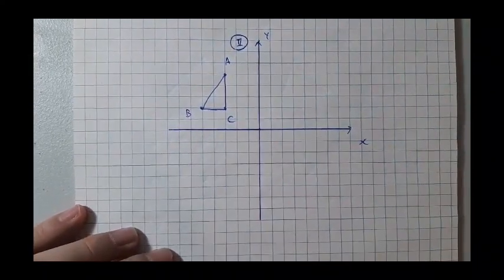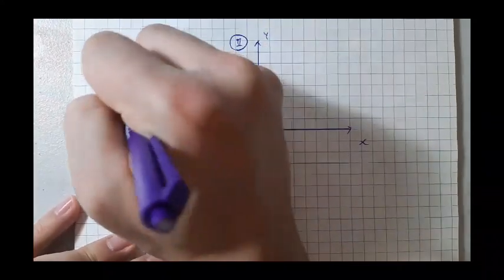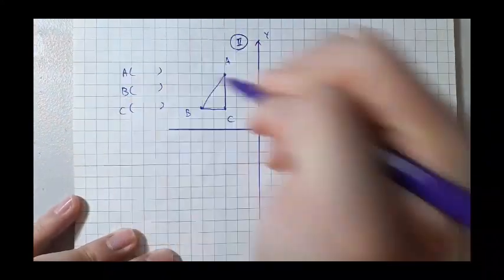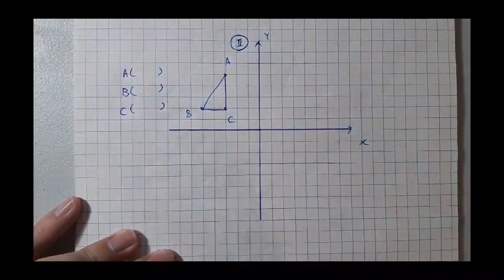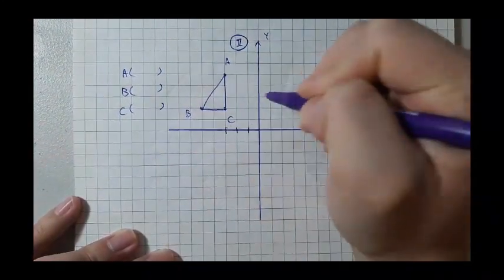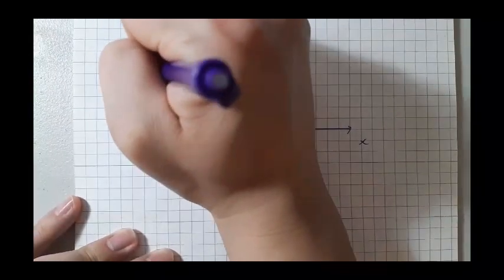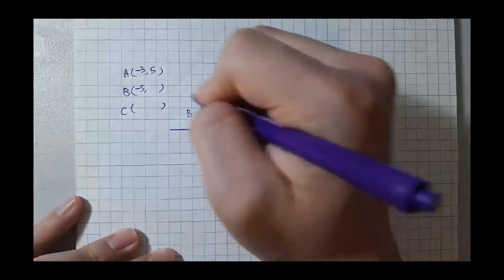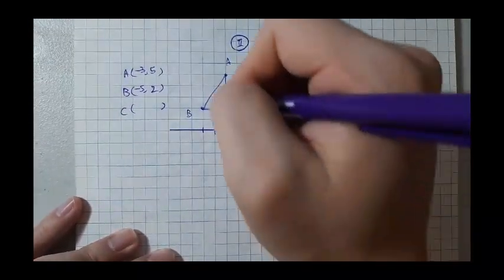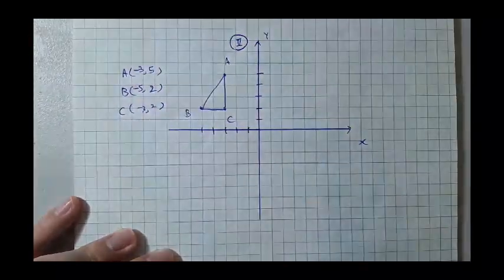And let's say we're doing coordinates: first A, B, C. Let's say A is located at 1, 2, 3 to the left, 1, 2, 3, 4, 5 up. So negative 3 and 5. B is negative 5 and up by 2, so negative 5 and 2. And C is negative 3 to the left and then 2 up: negative 3 and 2.